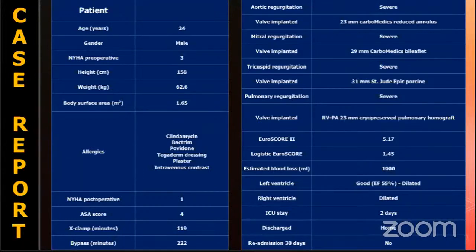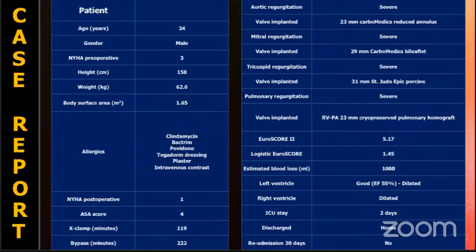The SYNTAX score was 4 at the time of procedure. The cross-clamp time was 119 minutes, replacing all 4 valves. The bypass total time was 222 minutes. The aortic regurgitation was severe, and the valve implanted was a 23 millimeter CarboMedics reduced annulus. Mitral regurgitation was severe, and the valve implanted was a 29 millimeter CarboMedics bileaflet. Tricuspid regurgitation was severe, with a 31 millimeter St. Jude Epic porcine valve implanted. Pulmonary regurgitation was also severe with moderate pulmonary hypertension, and the valve implanted was an RV to PA 23 millimeter cryopreserved pulmonary homograft.